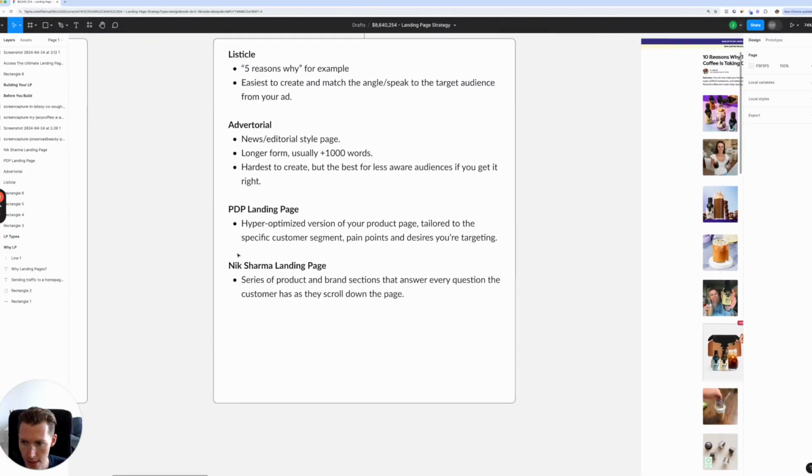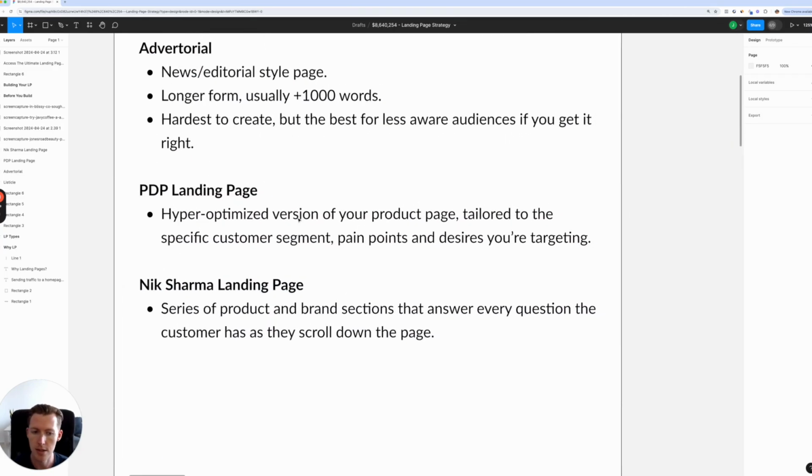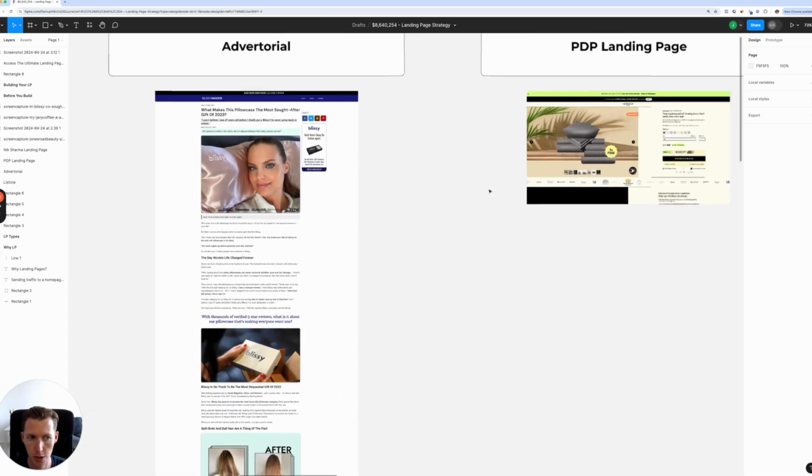The next one, the third one, is a product page landing page, is what I like to call it. And what it is, it's a hyper-optimized version of your product page, tailored to the specific customer segment, pain points, and desires you're targeting. So the best way for me to explain this is to just show you an example.